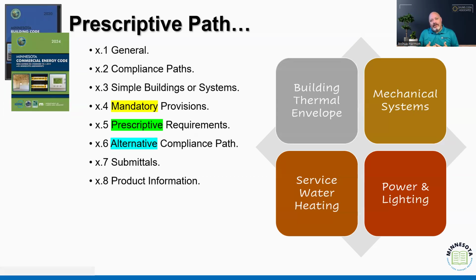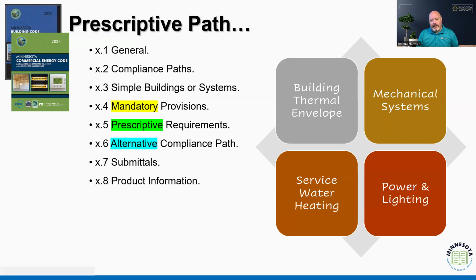So when we think about the layout of the energy code, obviously the energy code has specific chapters, and those chapters look at mandatory, prescriptive, and alternative compliance paths. And then within each individual chapter and section, those main concepts address what I call the four pillars of energy conservation, which is the building thermal envelope, the mechanical systems, the service water heating system, and then power and lighting. Those four concepts are really the entirety of the energy code, what we're looking at.